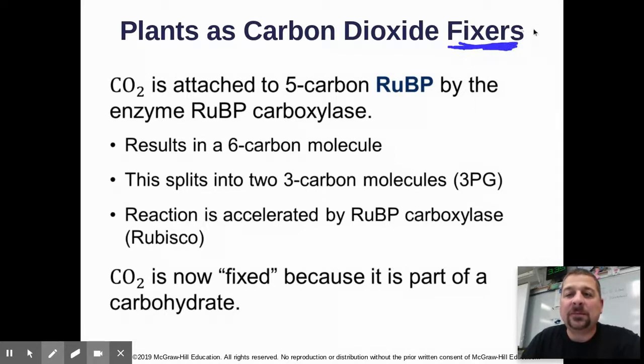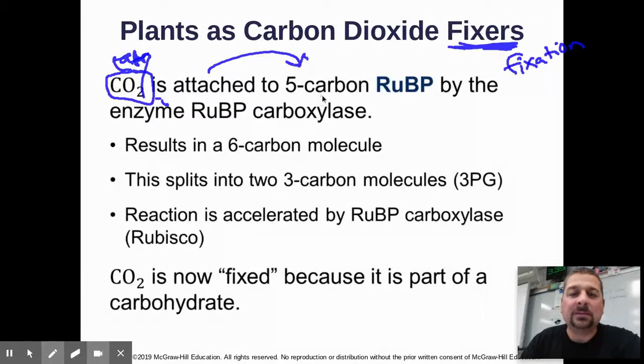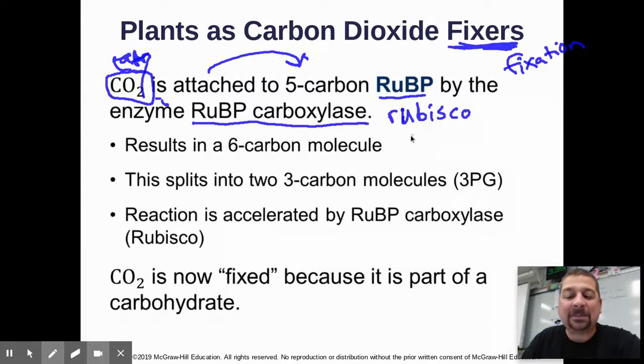What a fixer, or sometimes you'll see fixation, means is that you're taking CO2, an element out of the air or atmosphere, and it's going to be attached to another molecule. In this case, that molecule is ribulose bisphosphate, and that's done by an enzyme called RuBP carboxylase, or sometimes you'll see it as Rubisco. It actually happens fairly slowly, and it's needed so much that it can make up a little over 50% of the protein content within the leaf of a plant.